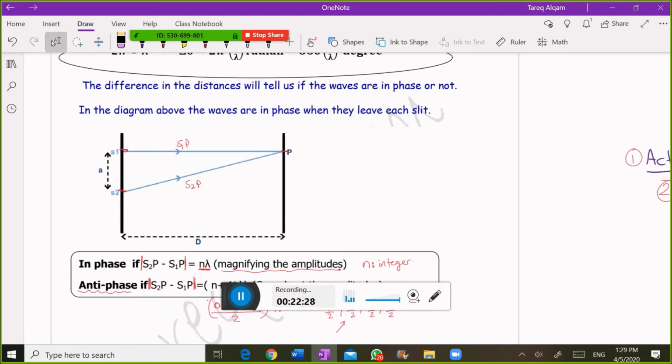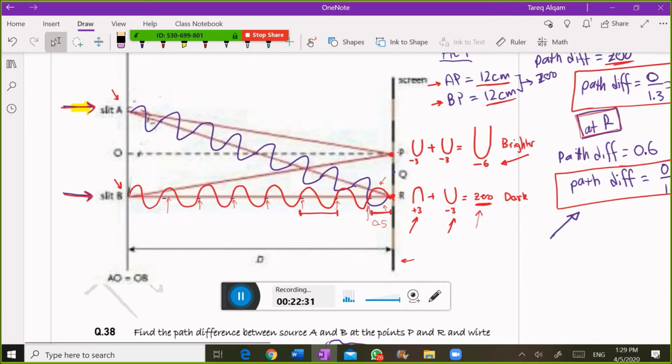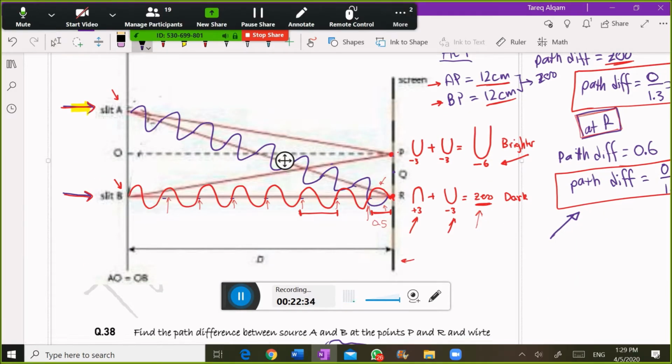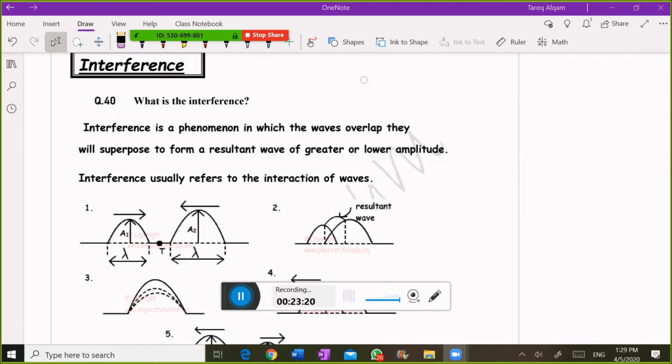In phase, guys, again, pay attention here. In phase means that they meet crest with a crest or trough with a trough, so I get a brighter region. Antiphase means that they meet crest with a trough, so I will get a reduced amplitude, or 0. This means that I will get a dark region.